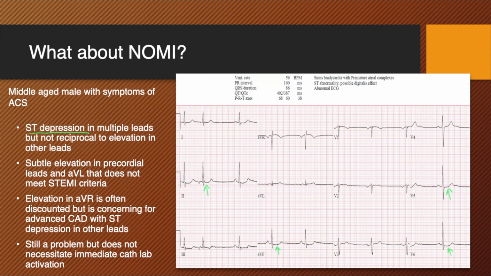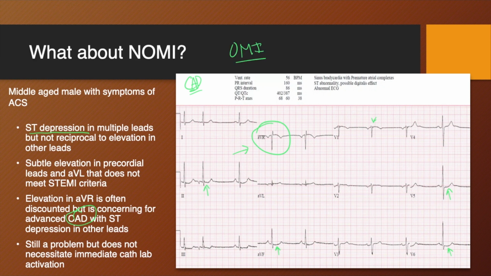All right, so it's not reciprocal to elevation in any other leads because we don't really have any elevation. We do have some elevation in aVR, but it's just by itself there. Maybe just a tad bit of elevation here in V1, but it does not meet any criteria. So you've got some subtle elevation in the precordial leads and aVL, doesn't meet STEMI criteria. Elevation in aVR is certainly concerning for advanced coronary artery disease. So this is somebody that has coronary artery disease likely, right? They're not healthy, but they're not having an active OMI.